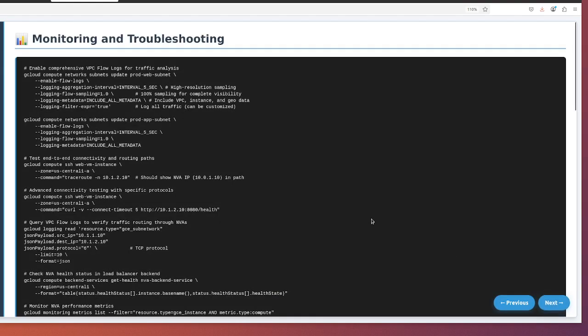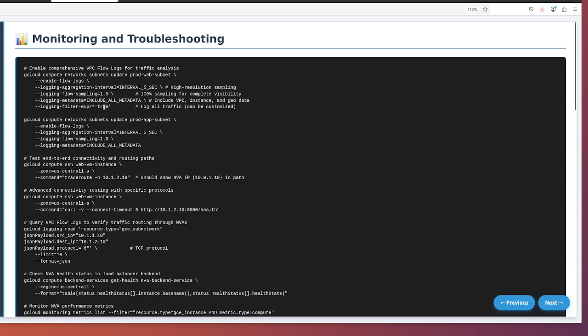Monitoring and troubleshooting east-west traffic. Monitoring and troubleshooting NVA deployments requires multiple layers of visibility. VPC flow logs are your primary tool for understanding whether traffic is actually flowing through your NVAs as intended. The flow log configuration shows aggressive sampling settings, 100% sampling and 5-second aggregation intervals. This is expensive in terms of storage costs, but provides comprehensive visibility during initial deployment and troubleshooting phases.